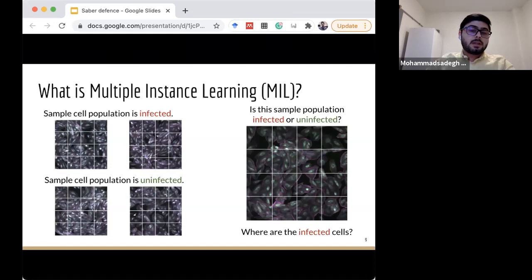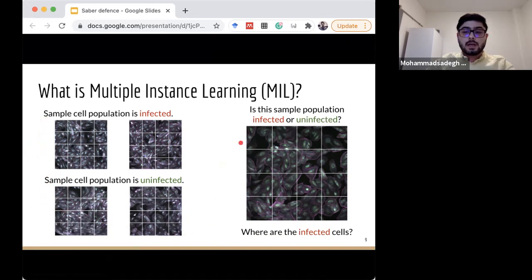The goal of the MIL learner is to classify unseen bags or instances based on the labels that it had during its training procedure. With that in mind, we can use this framework to formulate our problem. We can break down the images that we have into smaller patches and think of them as instances. We have samples of infected populations and samples of uninfected populations.